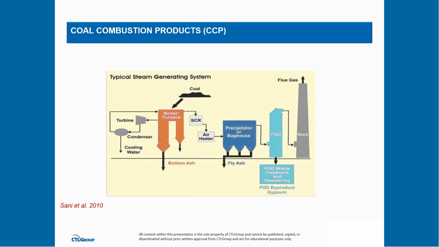Bottom ash, as the name suggests, settles to the bottom of the combustion chamber, and it consists of much coarser particles when compared to the fly ash. Gypsum, we are not going to cover much of that in today's presentation, but gypsum is typically used in the manufacturing of drywall because of its inherent fire resistance properties. It is also used in the manufacturing of cement, and interestingly, it is also used as a fertilizer in agriculture.